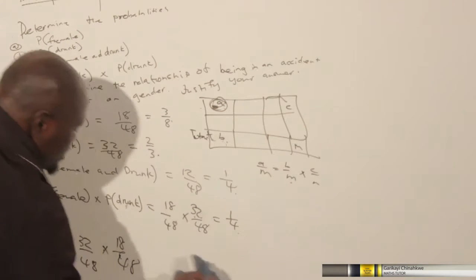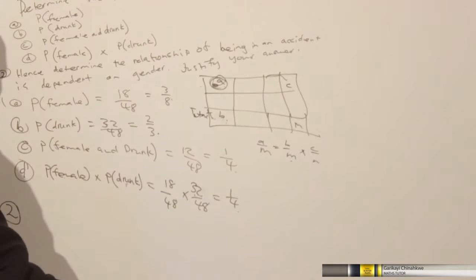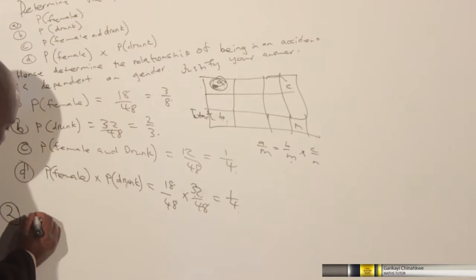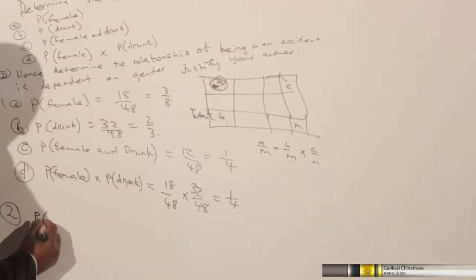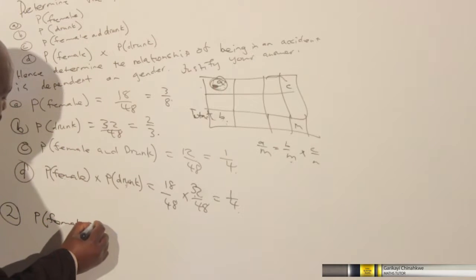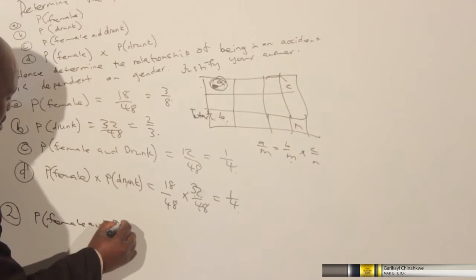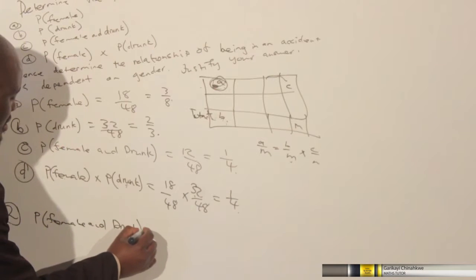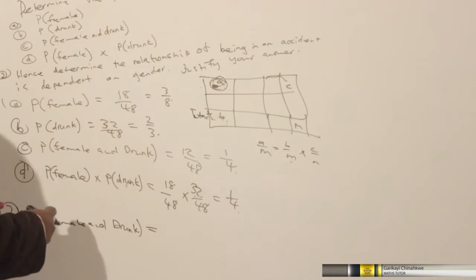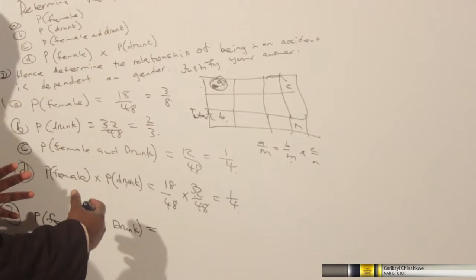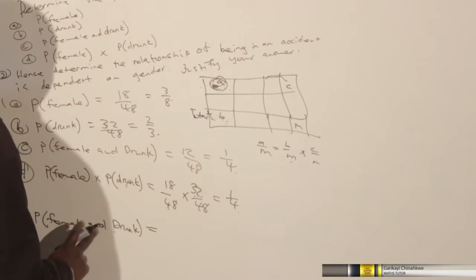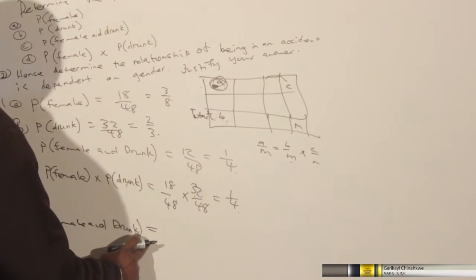But let me just write it down in the form of probability. Probability of female and drunk. It should be equal, so that it's independent, it must be equal. When it's equal, then it's independent. But when it's not equal, then it's dependent. Probability of female and drunk.